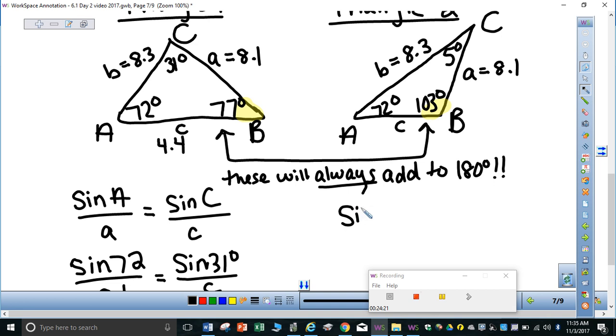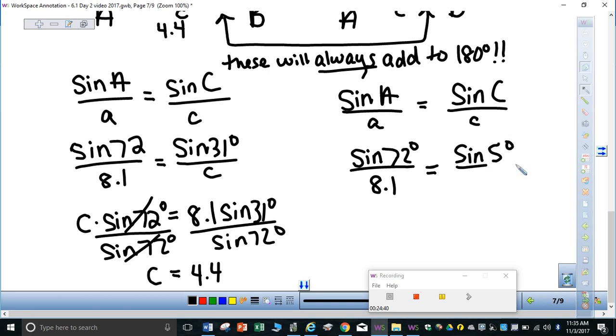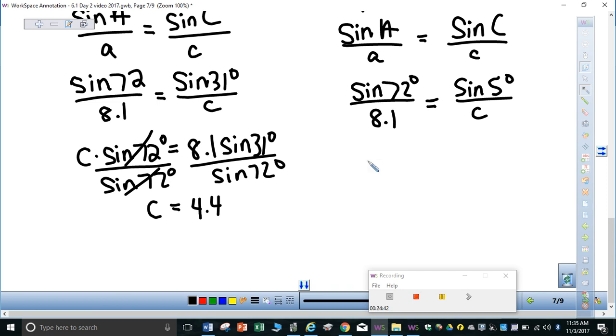All right, for our second triangle, we'll set up our law of sines very similar, but it's a different angle for C. That's going to be the only difference. So it's still sine 72 over 8.1. But this time, in the second triangle, angle C is 5 degrees.